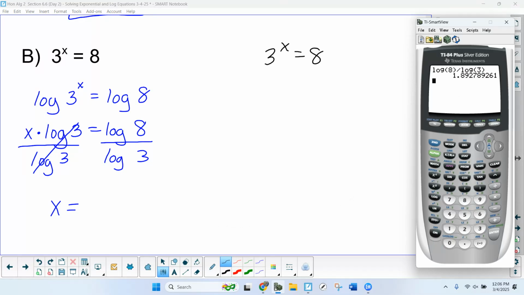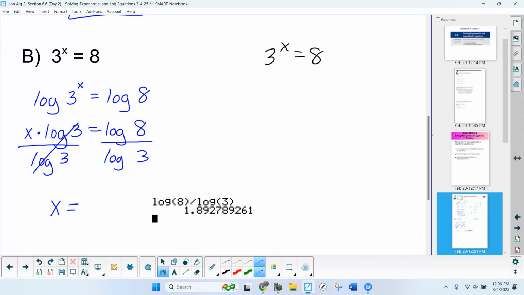1.8927. Okay, so let's go to 2 decimal places when we round on these. So it'd be 1.what? 89. Okay. Now, what did some of the others of you think to do?